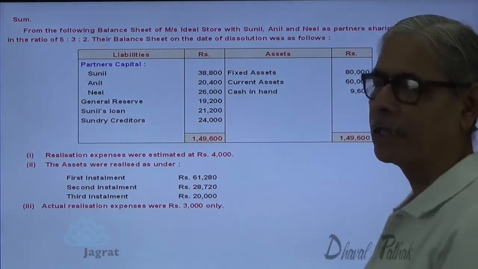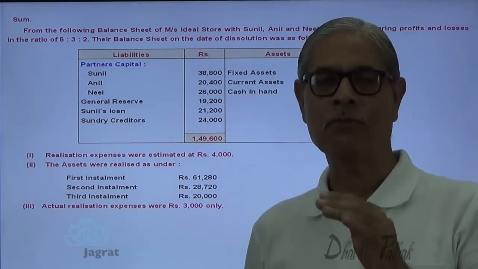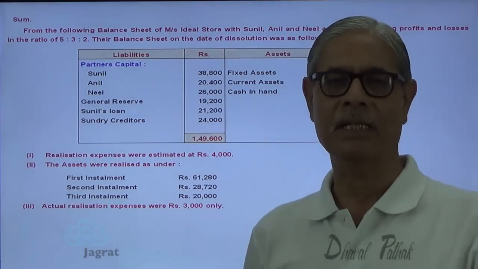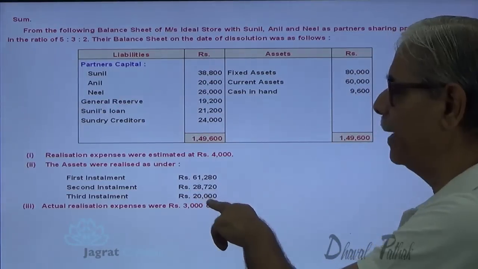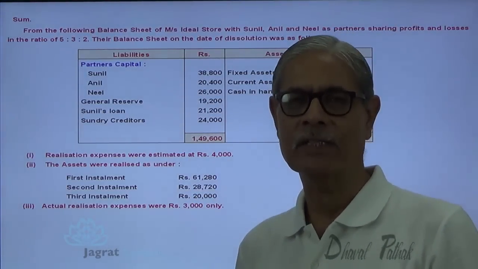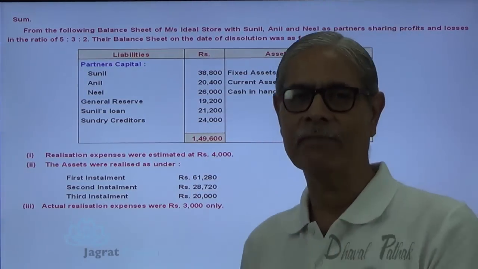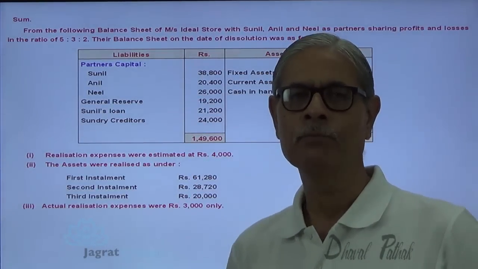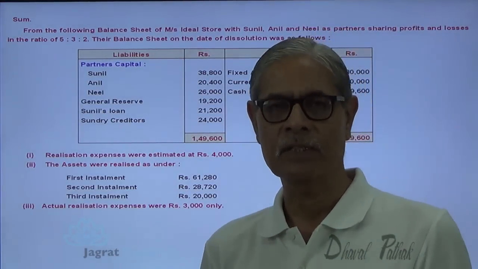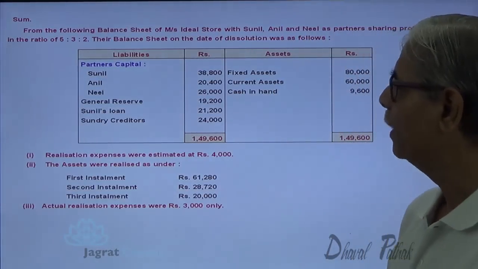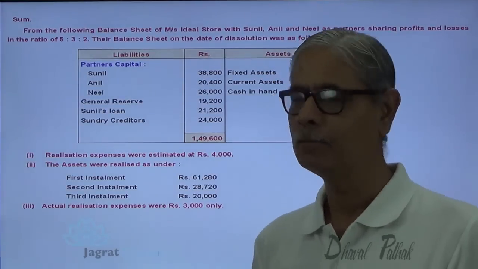Realization expenses estimated 4,000, actual expenses incurred 3,000. So after payment of 3,000, 1,000 rupees are left. So when you distribute the last installment, the distribution will be made not of 20,000 rupees, but of 21,000, because 1,000 rupees are left with us after making payment of dissolution expenses. So last installment distribution will be 21,000. Now on the basis of this, I am required to prepare a piecemeal distribution statement.